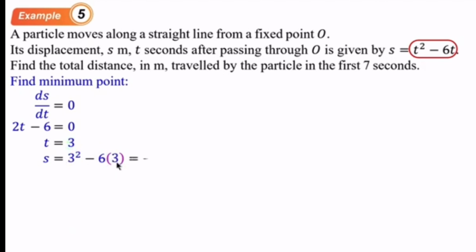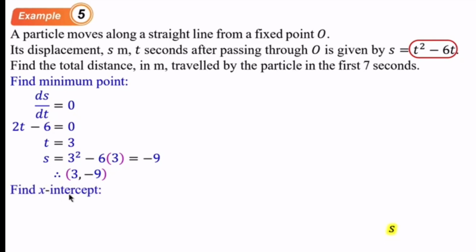So we want to know what is the displacement of the particle. We substitute t equal to 3 and we find the displacement is negative 9. It happened at t equal to 3 seconds. So (3, -9) is the minimum point.